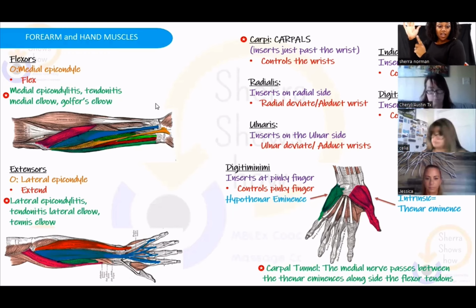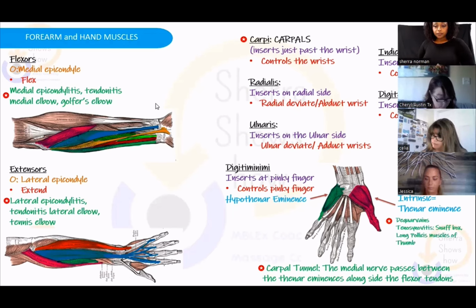So if you were to get a question that said, what muscles do you want to target when you're dealing with carpal tunnel, it's the flexors that are getting inflamed and tight and squeezing out the median nerve, okay? And that structure passes between the thenar eminences. That you want to know.